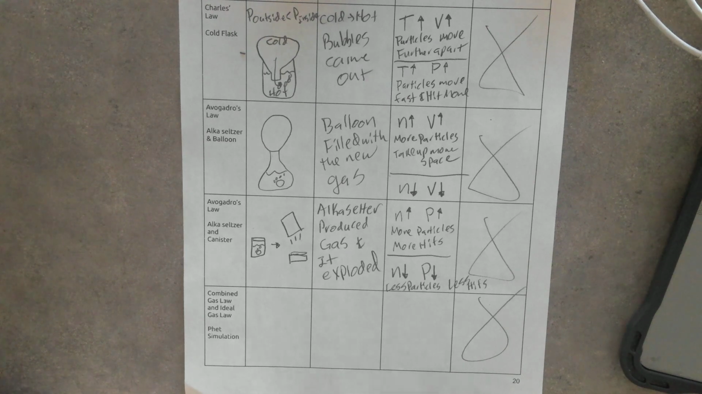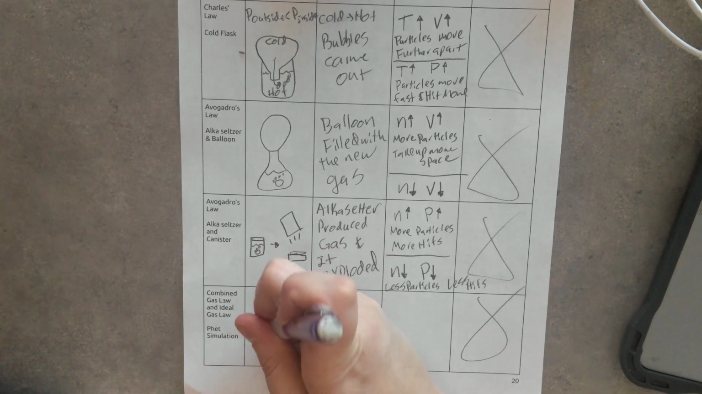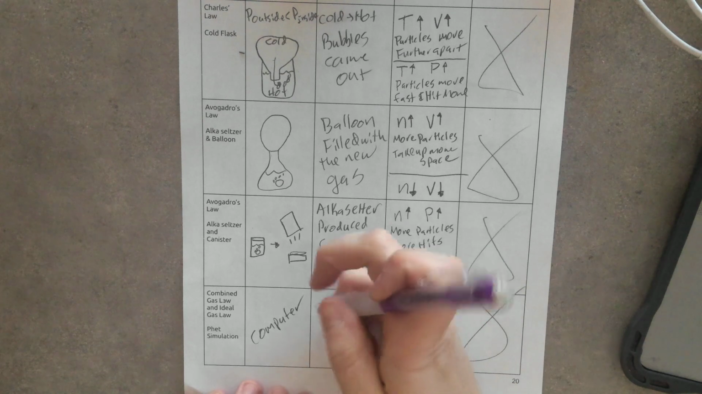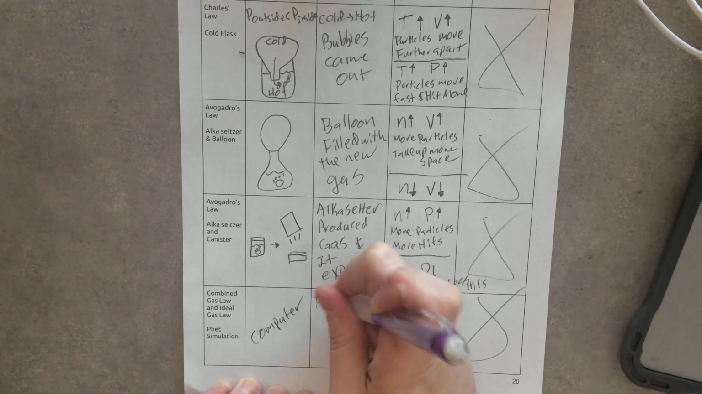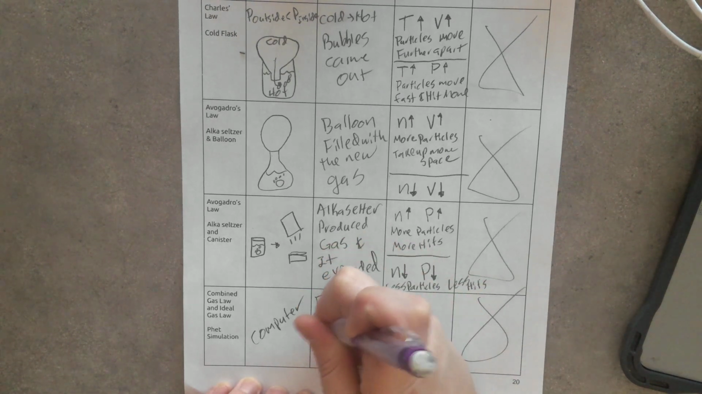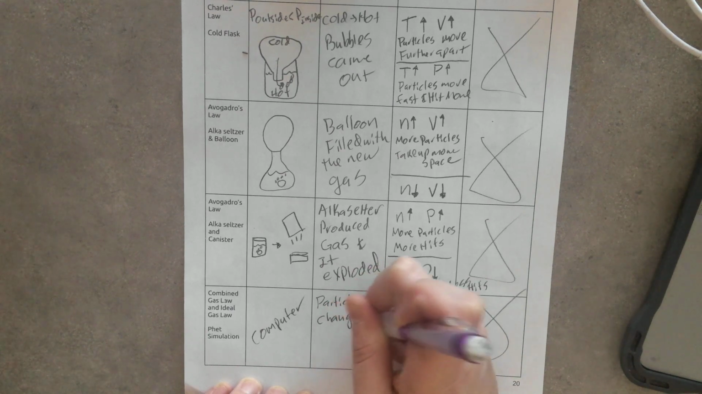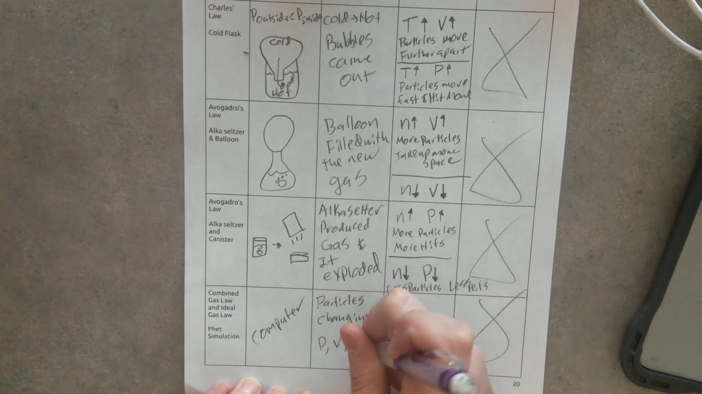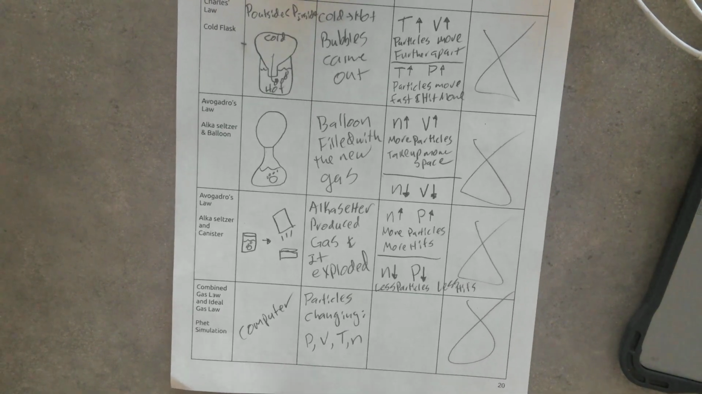Now, this last part we are doing on the computer, and we're looking at the relationship between all of these different values. So we're going to see, how do particles change as we change pressure, volume, temperature, and number of particles.